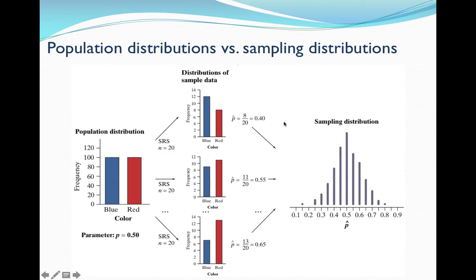And when I did my first sample, talking about the distribution of red, I had 8, which was 40%. Here, I had 11, which was 55%. Here, I had 13, which was 65%. And this p hat is used to represent the sample proportion, where we have P, which represents the population proportion. So all of these different values and the ways that they can occur create our sampling distribution.